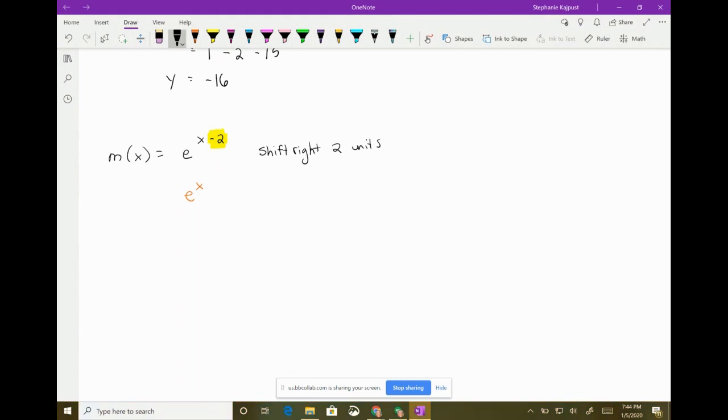Now, if I had that same function, and let's say I have a minus 3, if you have something not with the x, separate from the x, that's a shift up or down. So that minus 2 is a shift right 2 units. But if it's not with the x, it's separate from the x, that's a shift up and down, and you don't change the sign. So minus 3 means we're shifting down by 3 units.